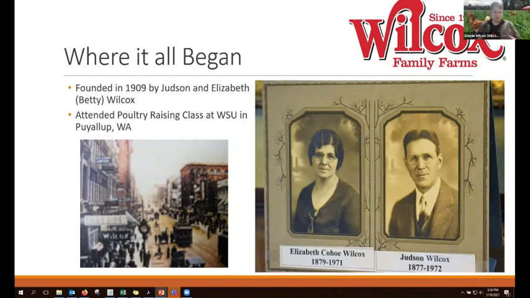For the first 10 years or so, they were a survival farm like most farms were in the early 1900s. They had a couple cows, a few chickens and a goat, things like that. But once they had three kids and they were getting older, they said, we actually want to be able to send our kids to college. So Judson and Betty Wilcox took turns going to poultry school at WSU in Puyallup. After that, they got their first flock of chickens. I think it was like 300 or something, which was a full-size flock in 1919. And that was how Wilcox really got into the egg business.